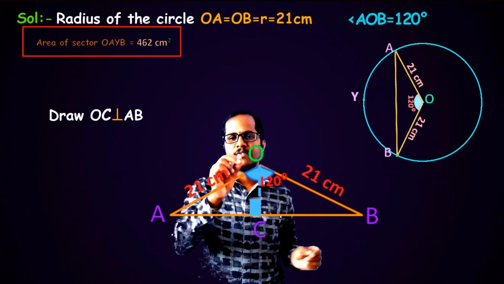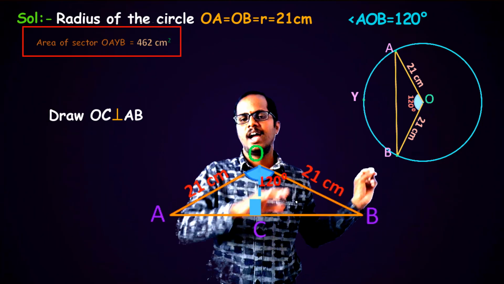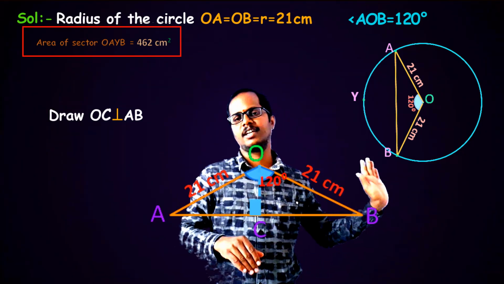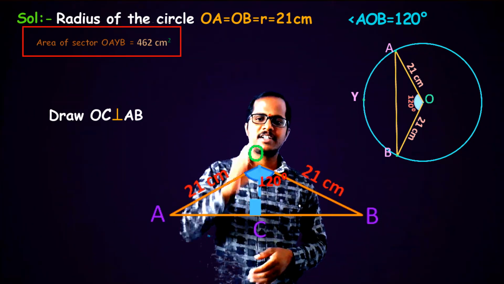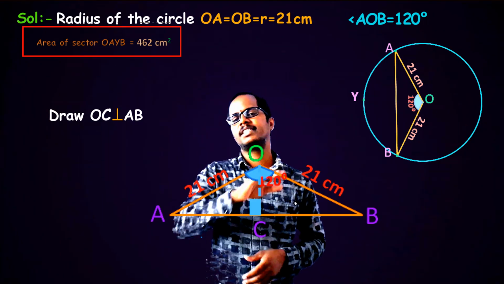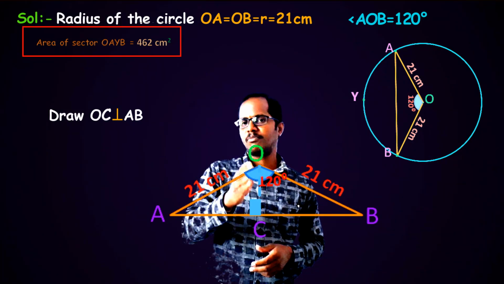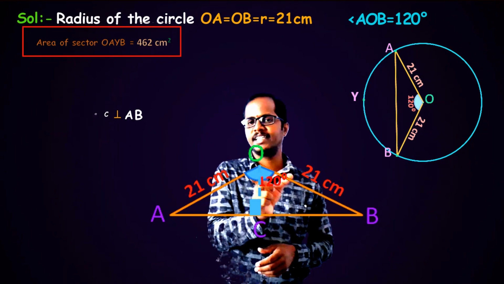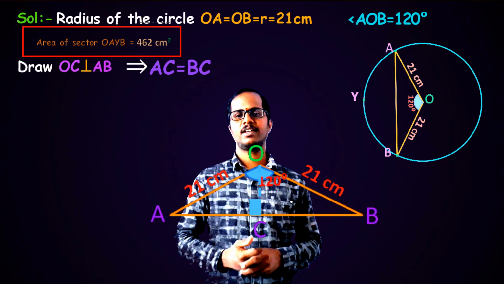Since we know that the vertex O of the triangle OAB is actually the center of the circle, and the side AB is actually the chord of the circle. And we know that in our 9th class we learned that the perpendicular drawn from the center of a circle to a chord will bisect the chord. So that means the point C is the midpoint of side AB. Therefore we can write length of AC equals length of CB.